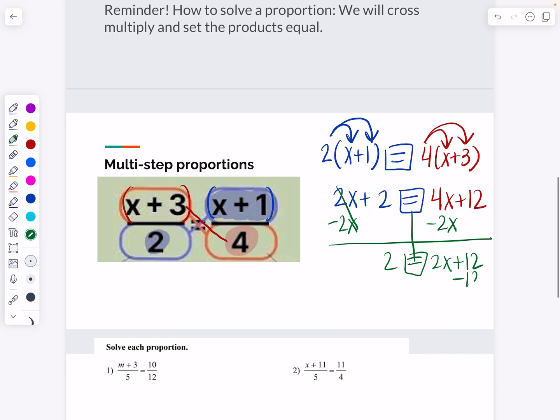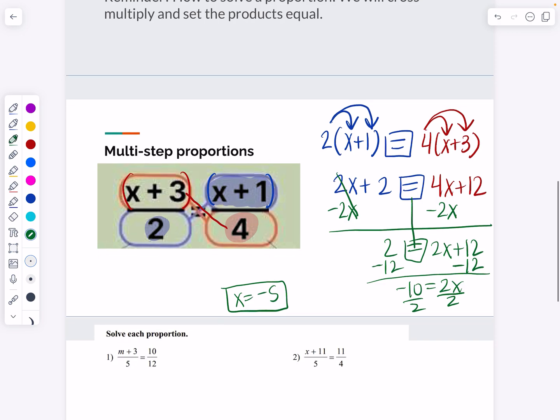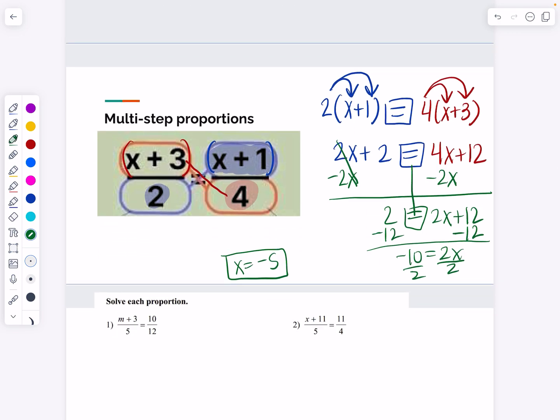And then we're going to subtract 12 from both sides. And when we do that, we get negative 10 equals 2x. And when you divide by 2 on both sides, you're going to get x equals negative 5. Okay? You can plug that in to check it. Negative 5 plus 3 is negative 2 over 2 is negative 1. Negative 5 plus 4 is negative 1 over 4 is negative 1. So both of those do make two ratios that are, in fact, equal to each other.